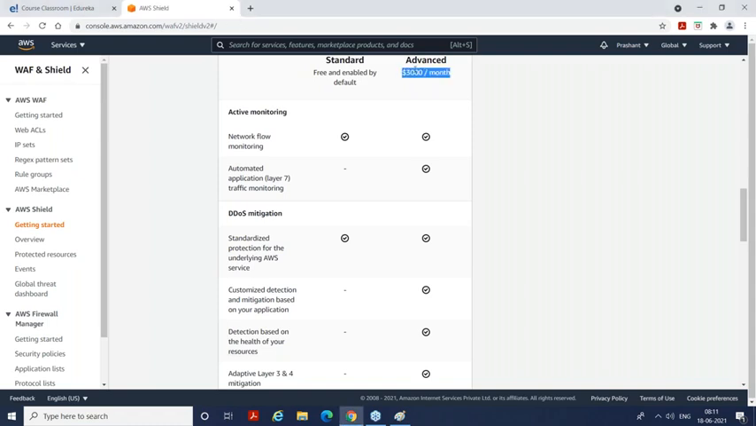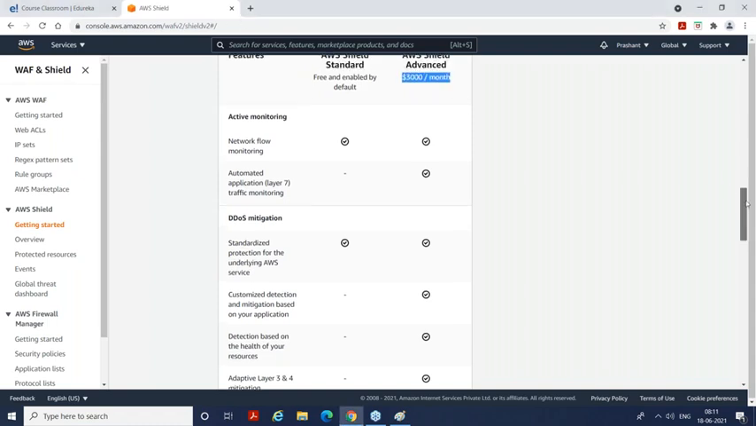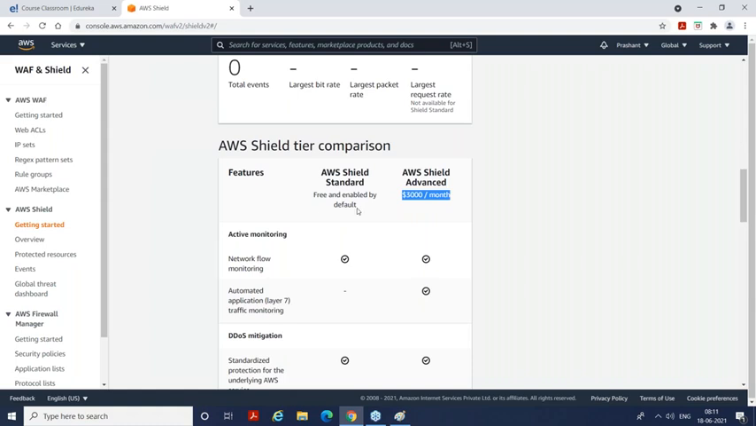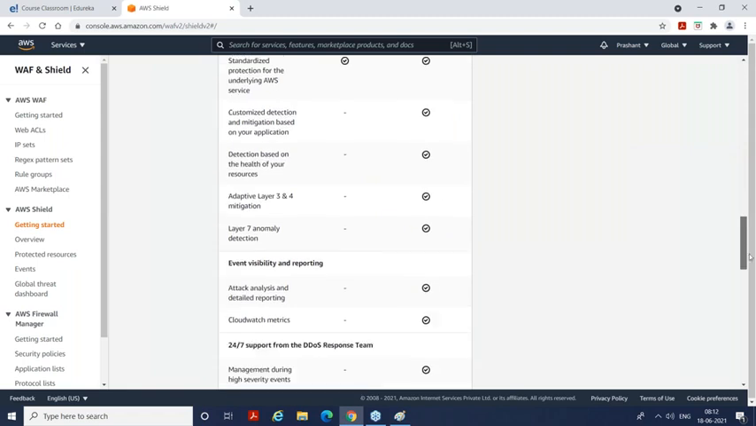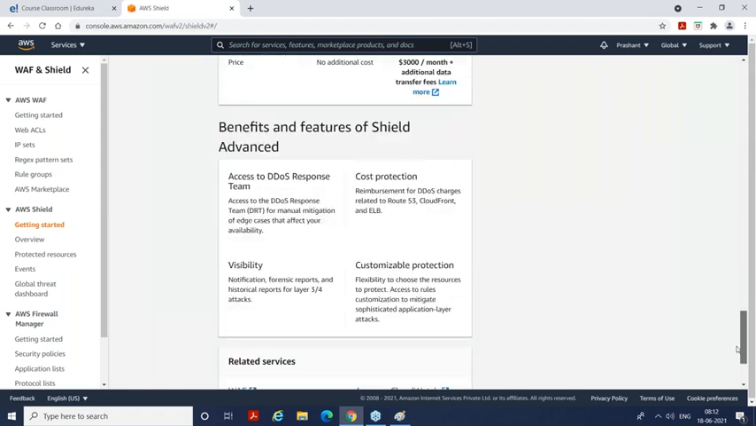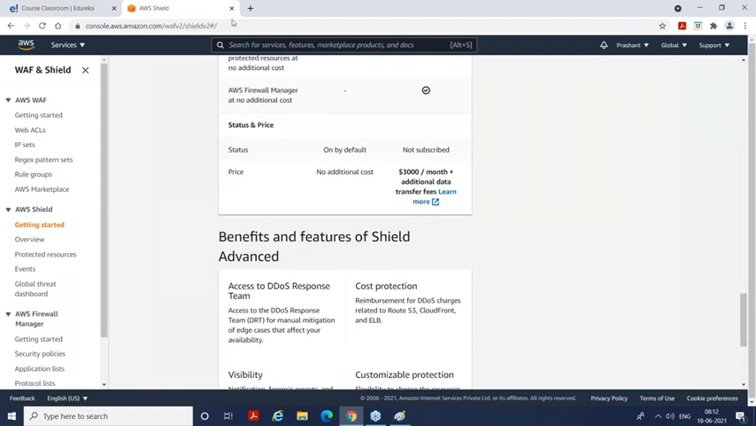Shield Advanced costs you $3,000 per month. Shield Standard is free and it is enabled by default. You don't have to do anything. But if you want Shield Advanced, it will cost you around $3,000. With Shield Advanced, you can protect your application as well, the applications hosted by you. With Shield Standard, you can only protect your AWS infrastructure, not the application hosted within your infrastructure. Are we clear?